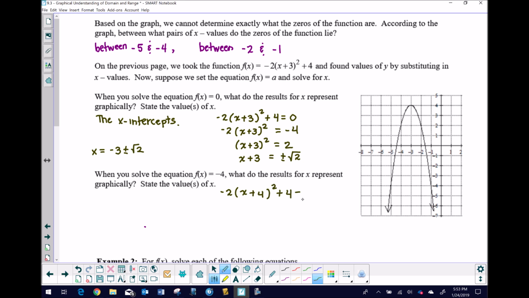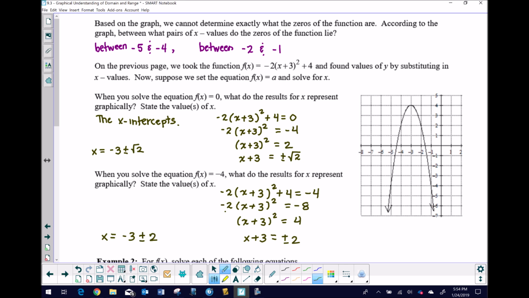So we are going to set this equal to -4, not 0. Our first step would be to subtract 4 over. Then we would divide by -2. And then we square root both sides. I don't want to make a silly mistake. These are 3's. That was not intentional, so I will fix that. Now if I take the square root of 4, I would get plus or minus 2. And then if I solve for x, I'll subtract 3 over, and I have -3 plus or minus 2.